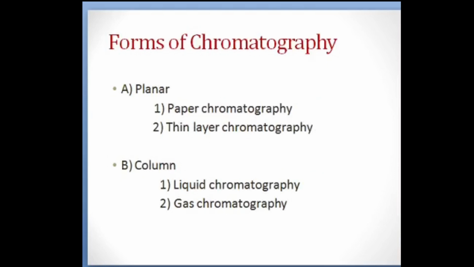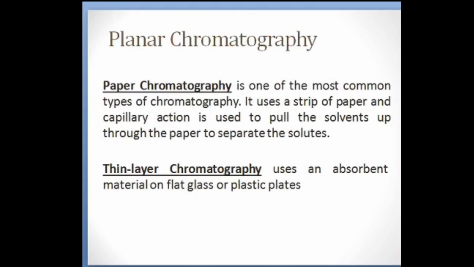So what are the various forms of chromatography? We have planar chromatography and column chromatography. Planar chromatography is of two types, paper chromatography and thin layer chromatography. So what is paper chromatography? This can come in your exam. This is one of the most common types of chromatography. Here we use a strip of paper made of cellulose, and by capillary action it is used to pull the solvents up through the paper to separate the solutes. Whereas in thin layer chromatography, we use another absorbent material on a flat glass or plastic plate.